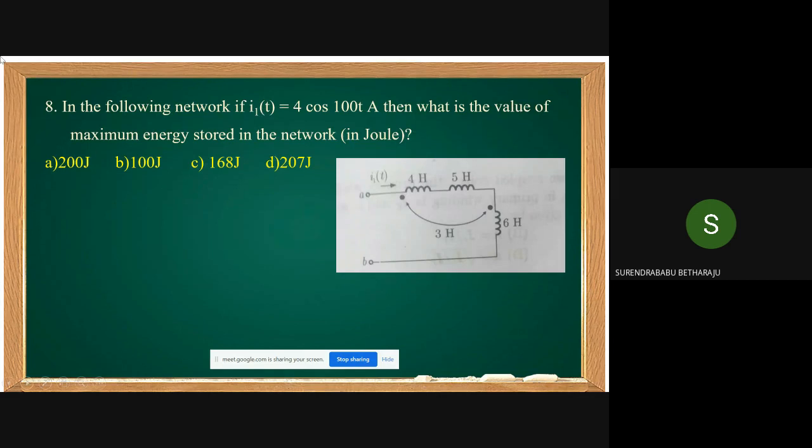In the following network, if I1 of t equal to 4 cos 100t ampere, then what is the value of maximum energy stored in the network? You want to find the maximum energy stored in the network. Yes, just now I gave the formula. What is the total energy? The total energy equal to half L1 into I1 square plus half L2 into I2 square plus or minus M into I1 into I2.